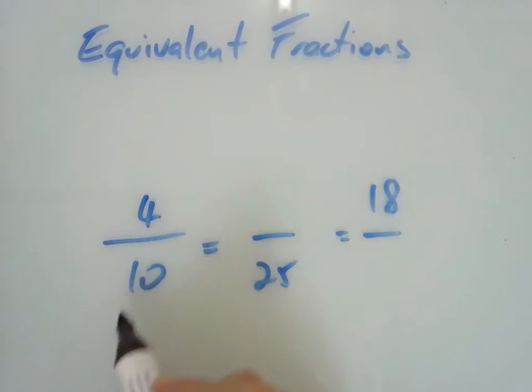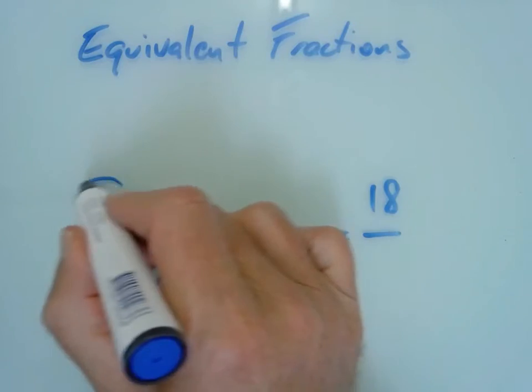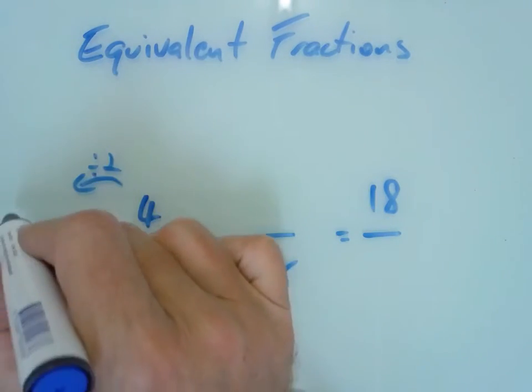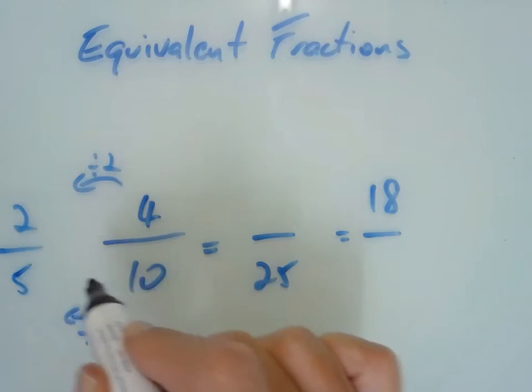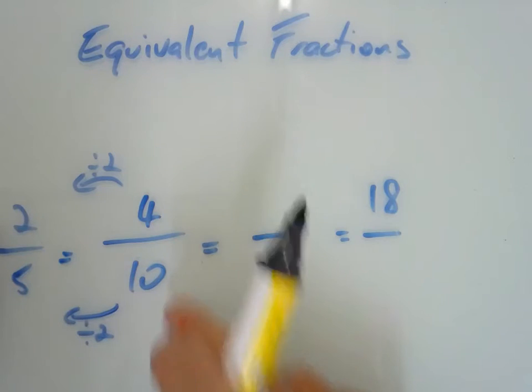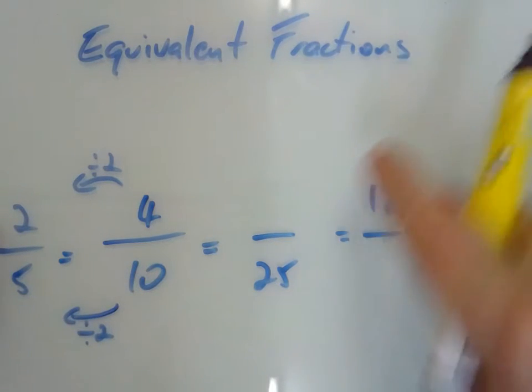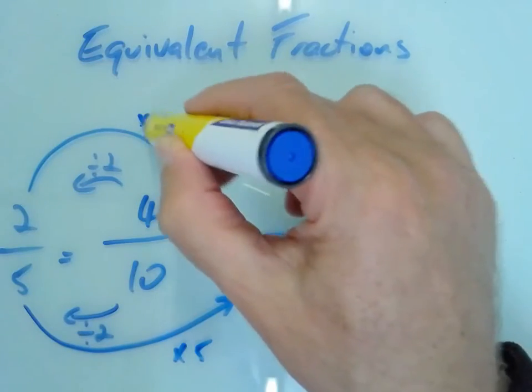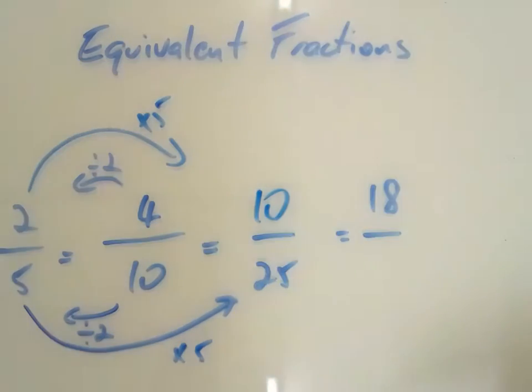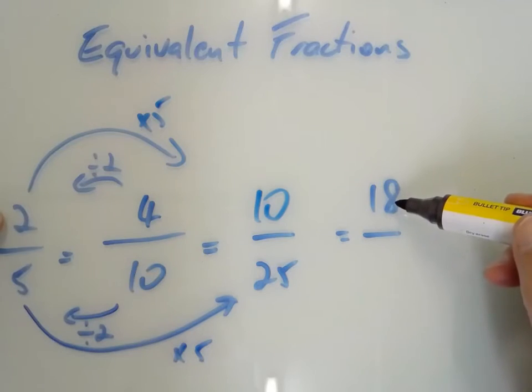See this 4/10? I can actually simplify 4/10. Instead of multiplying, I can divide by 2 because they're both even, aren't they? 4 divided by 2 is 2, and 10 divided by 2 is 5. So 2/5 and 4/10 is exactly the same. That's one of the ones I rubbed out before. Basically, now that you've got 2/5, I can ask what do I do to 5 to get 25? Multiply by 5. What's 2 times 5? 10.